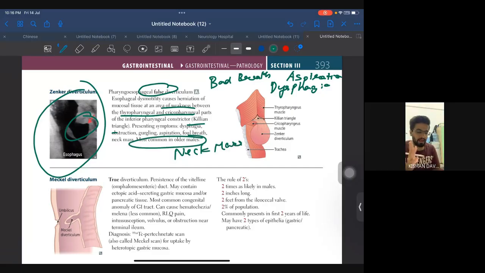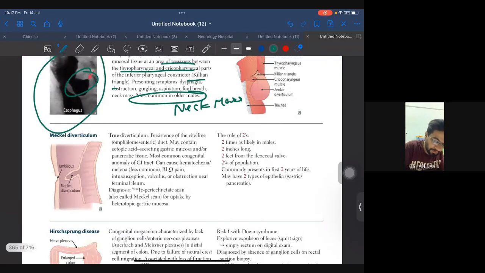Done. If this is what you see, straight away go for Zenker diverticulum. It is a false diverticulum occurring at Killian triangle, with bad breath, aspiration, dysphagia, and neck mass. Most commonly in older females. That's it. Nothing else you need to remember.